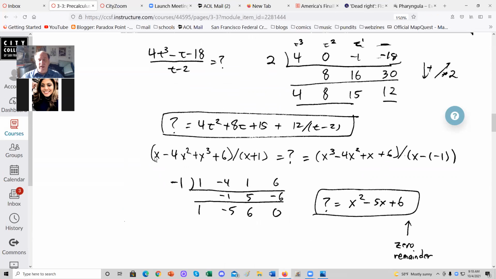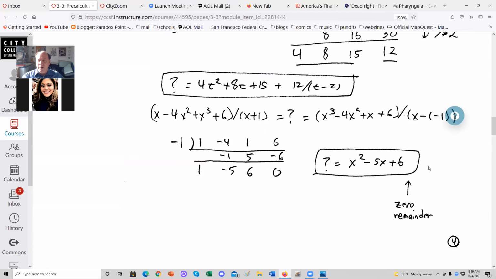Or let's try, well, here we have something divided by x plus 1. We'll rewrite this as x cubed minus 4x squared plus x plus 6 over x plus 1, which is x minus a negative 1. So in the synthetic division, we put 1, negative 4, 1, 6, and in the upper right corner here, we put a negative 1.